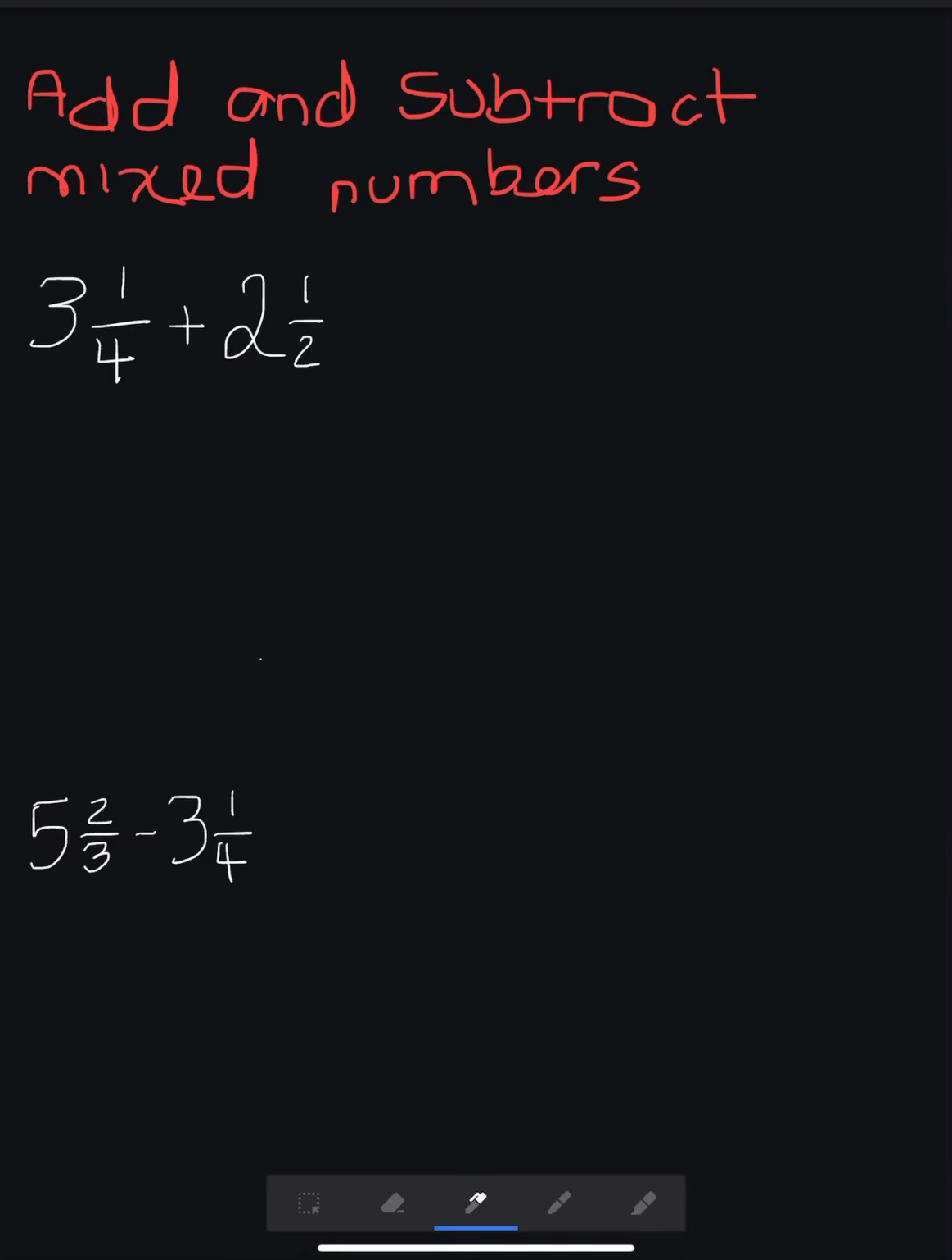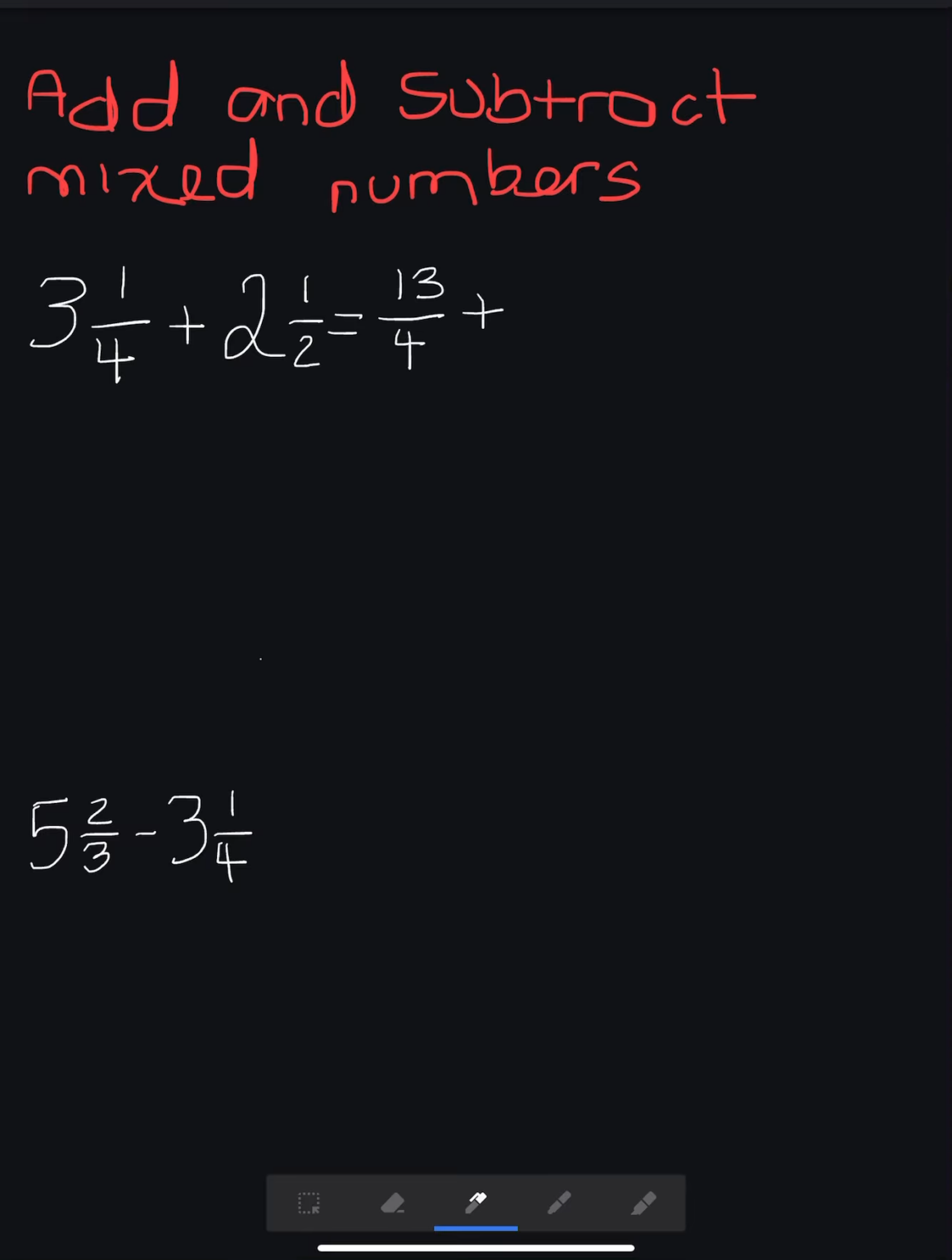Let's see. First, we have 3 and 1/4, and we need to change it into an improper fraction. So we're going to multiply 3 times 4, and then we're going to add the numerator, which is 1. So 3 times 4 is 12, plus 1, 13. I'm going to write it down in front, 13. And the denominator is always the same, so we're going to write 4, 13 over 4.